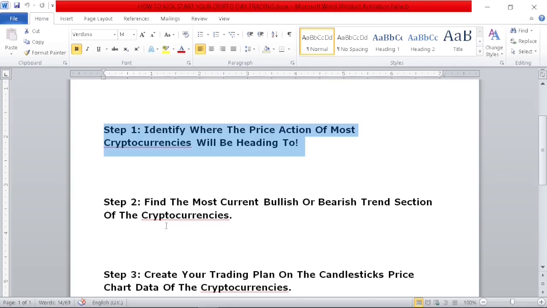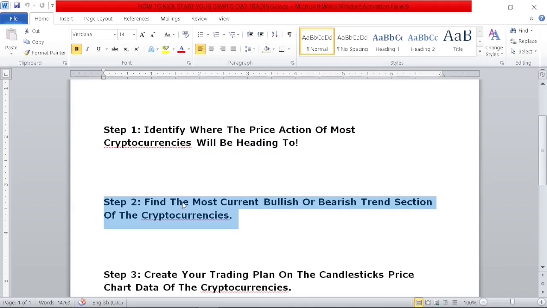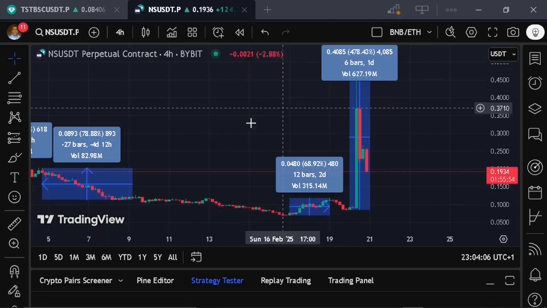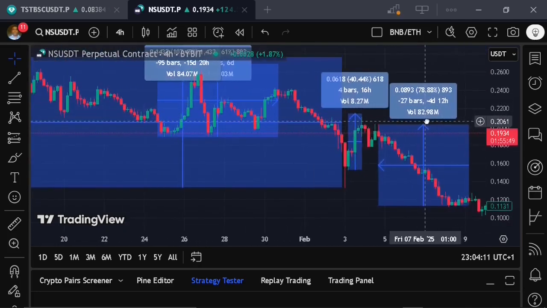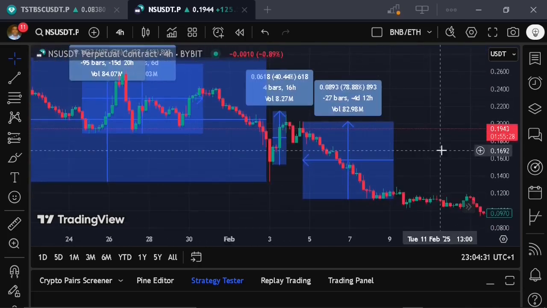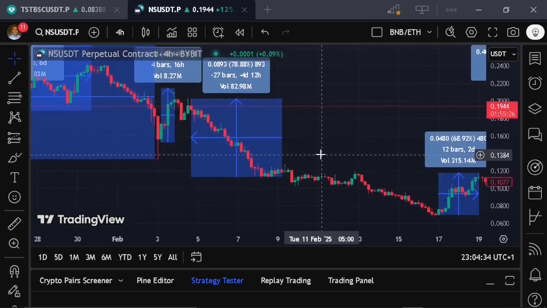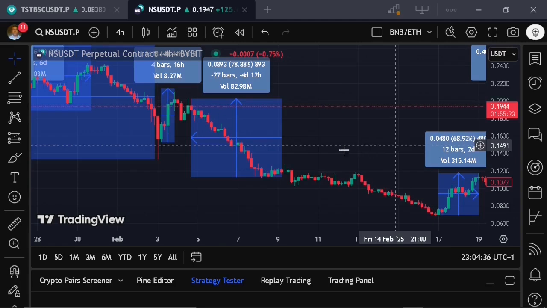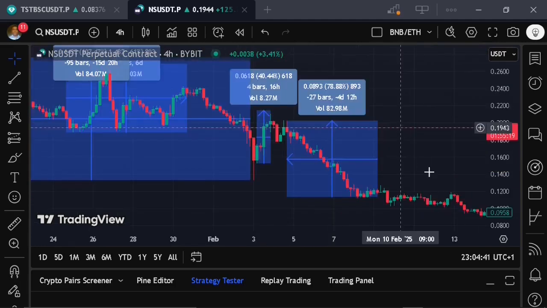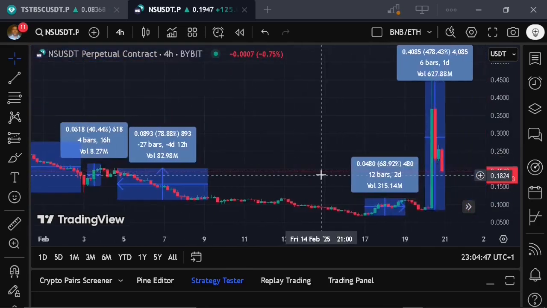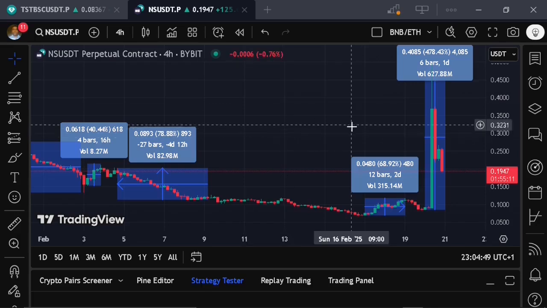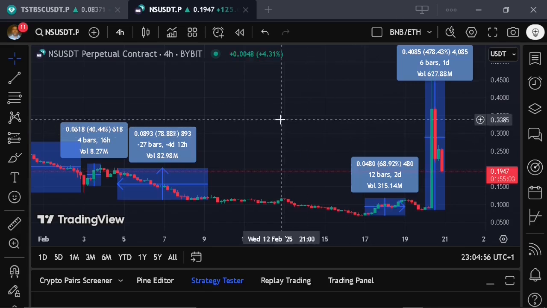kickstart your crypto trading process is to find the most current bullish trend section of the cryptocurrencies. Make no mistakes, the candlestick price chart data of every cryptocurrency is divided into bullish trend sections and bearish trend sections. And that's absolutely all that you'd ever need to perform proper technical analysis of every cryptocurrency. And the price action of every cryptocurrency you want to trade must form a green candlestick at the 13th% of the most current bullish trend section before you can take any live trade actions, and more on that later.